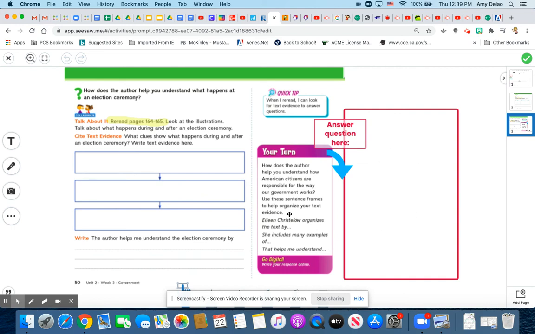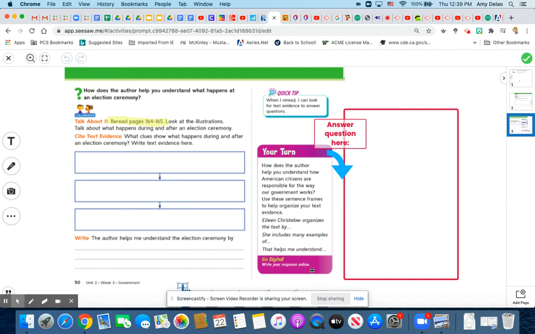Then over here, you're going to read where it says Your Turn. It says, how does the author help you understand how American citizens are responsible for the way our government works? Use these sentence frames. You don't have to use all of them. You can just pick one or two if you want to. It says Eileen Christelow organizes the text by. Did you like how she wrote facts and then made comics to go over it and make it a little bit easier to understand?